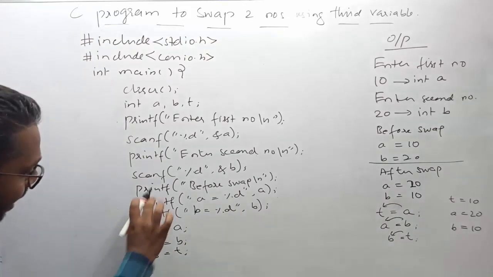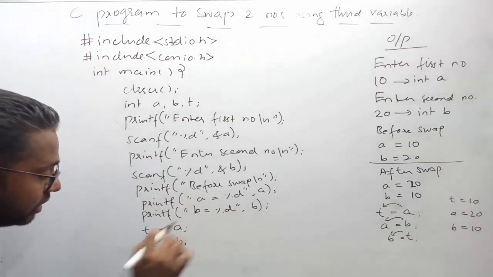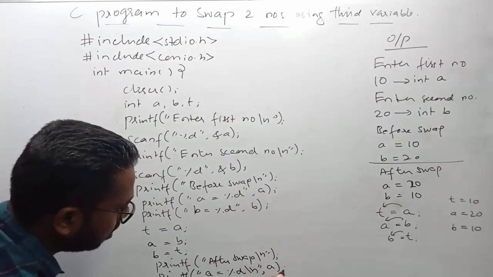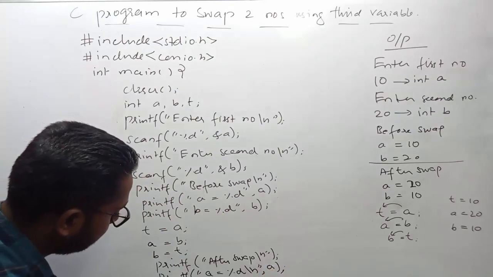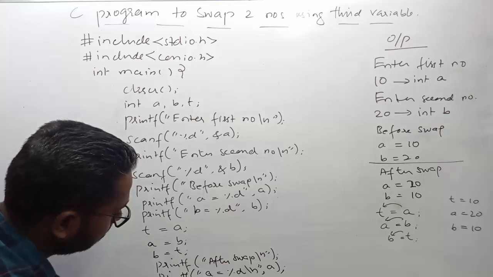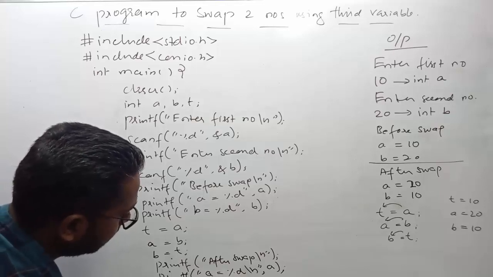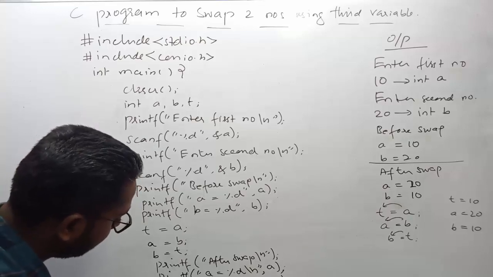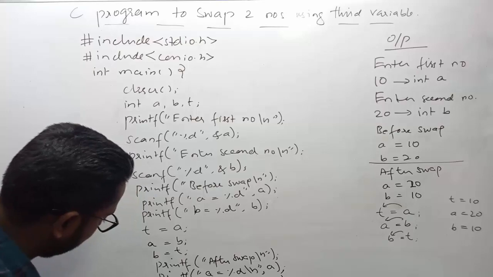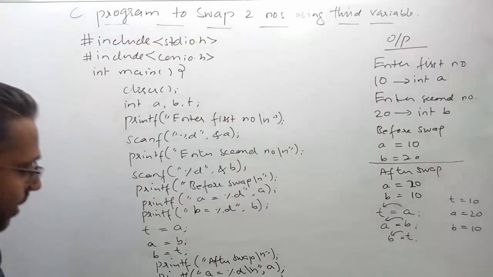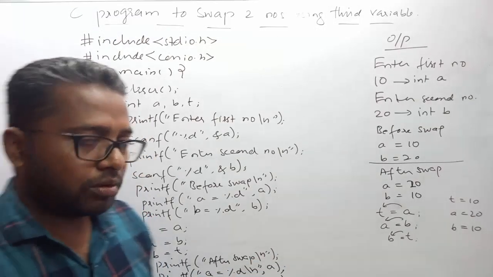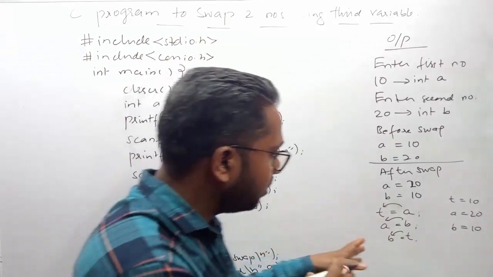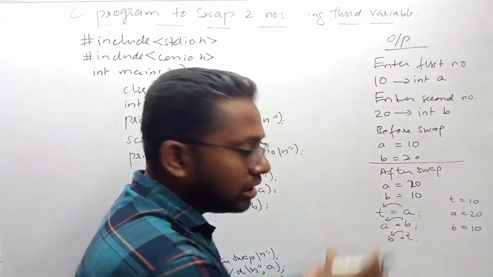Now I just need to write the output after interchange. Printf A equals %d, printf B equals %d\n B, and now at the end we will write return 0 and close the curly bracket. So if you want to write a program to swap the values of two variables using a third variable, then you should use this logic.